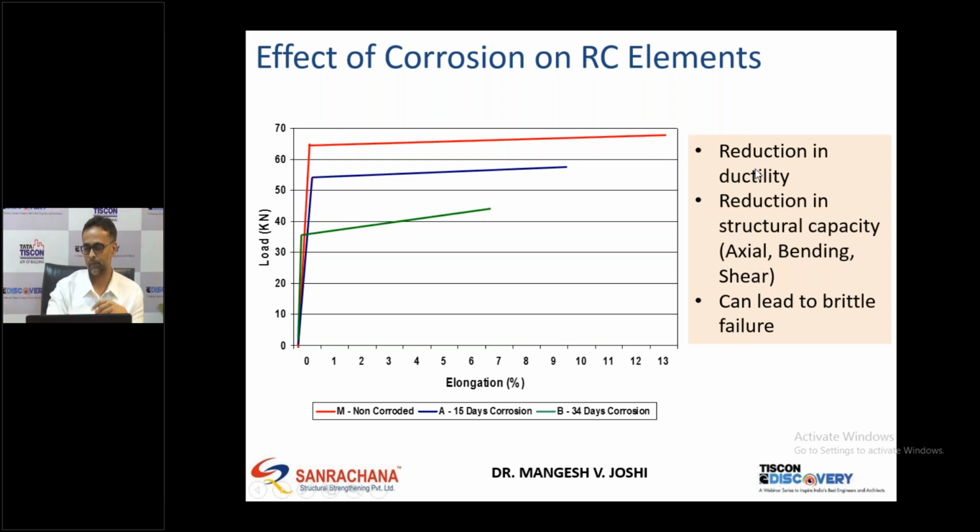So how does it affect? Like this. Because of this corrosion, steel will reduce its ductility, and because of the reduction in ductility, it will reduce its structural capacity also, like axial load, bending load, and shear load. And this will lead to a brittle mode of failure, which is not desirable for any safe structure. So it becomes more important that we look at corrosion not only from a durability perspective but also from a strength perspective.